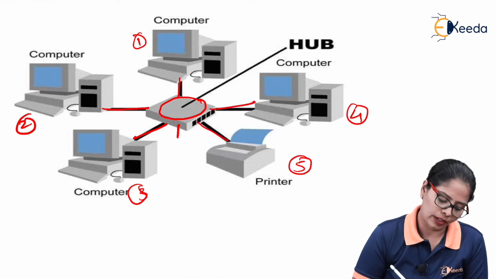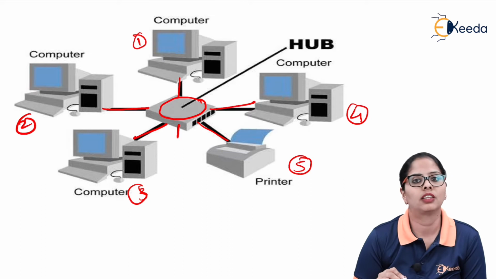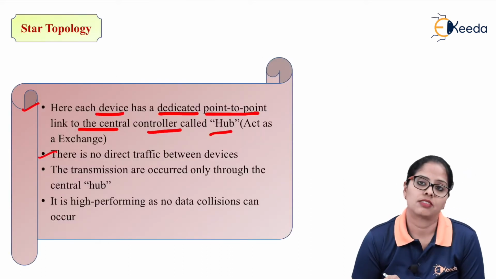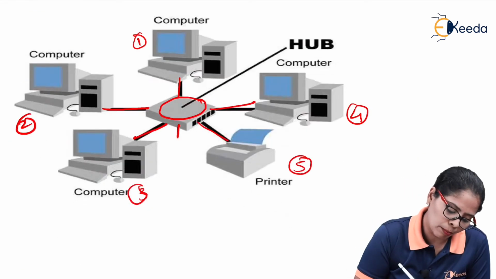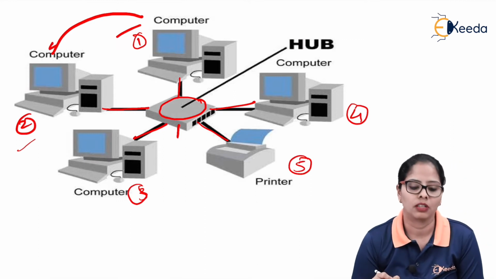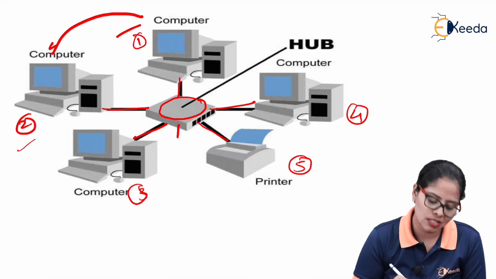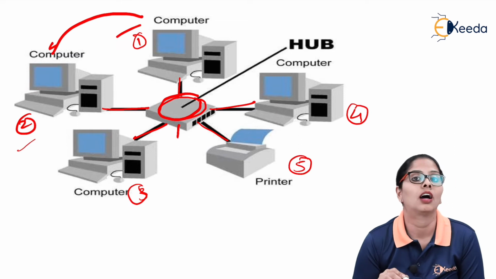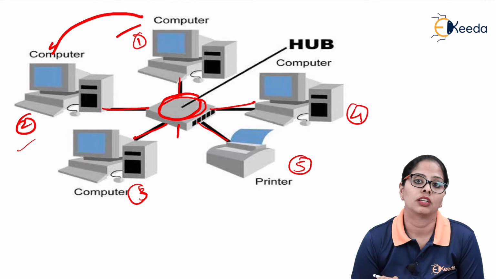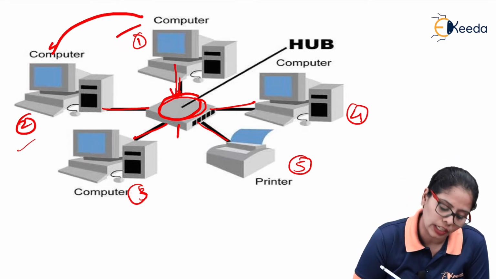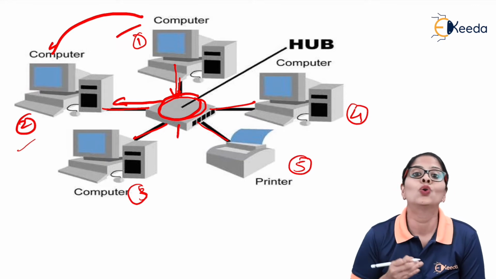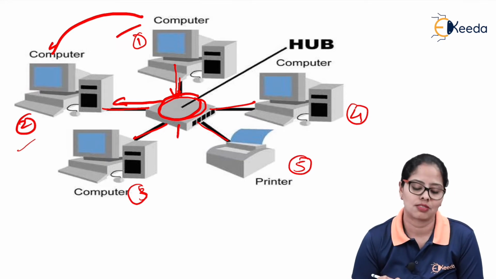So there is a point to point link between each computer and the hub. There is no direct traffic between the devices. Now see here, my computer 1 and computer 2 cannot be directly connected with the help of a cable. All the connection is done with the help of the central hub. The two devices cannot send the traffic directly to each other. First they have to send to the hub, and then the hub will forward to computer 2. There is no direct connection between the two computers.